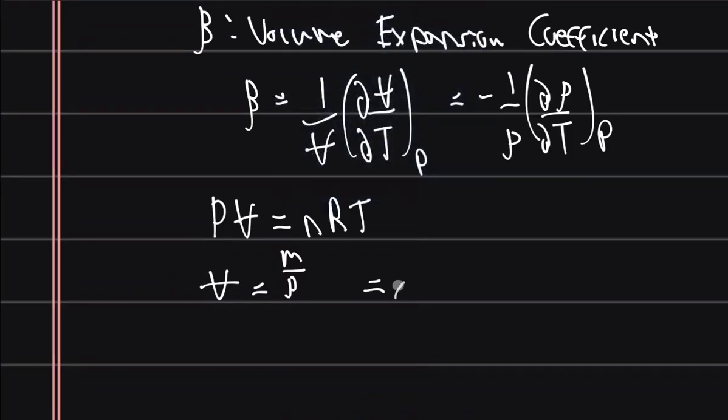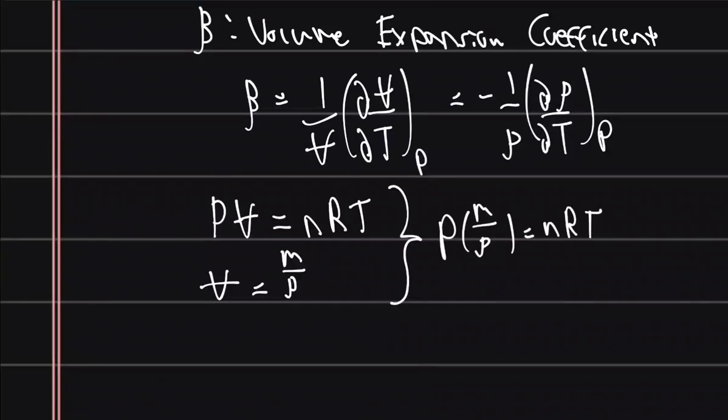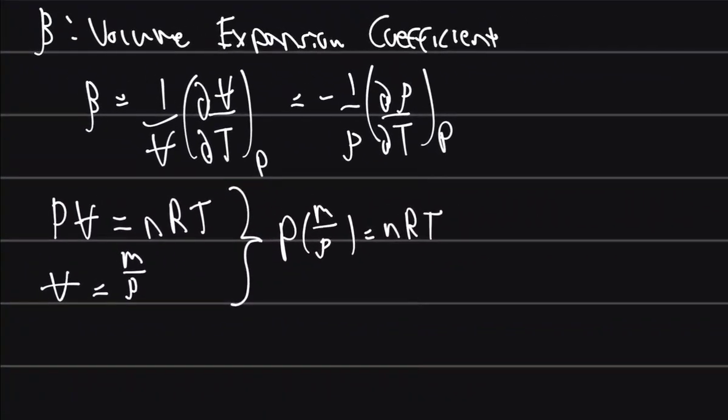I'll write it like this: pressure times mass over density is equal to nRT. Perfect. But what is n? N, if you don't remember, is the number of moles. Oh crap, moles? From high school chemistry? I hate those. So we're going to figure out how to get rid of this n.